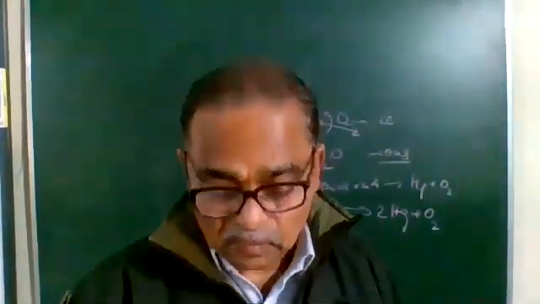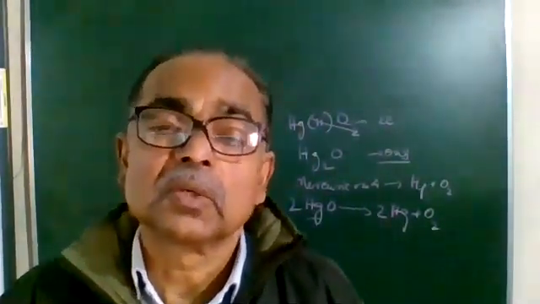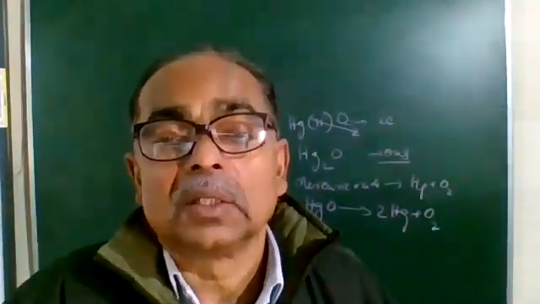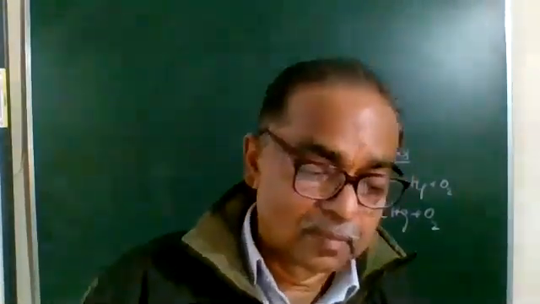So remember, copper shows the valency 1 and 2, mercury shows the valency 1 and 2, and Fe shows the valency 2 and 3. So these are certain things to remember usually.